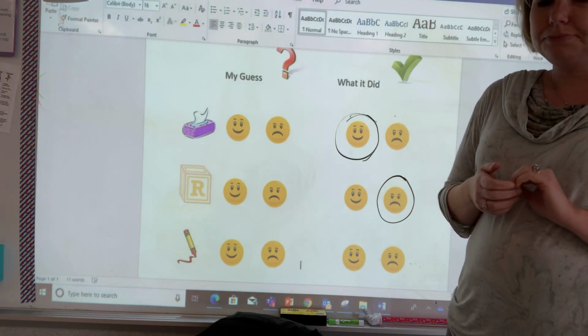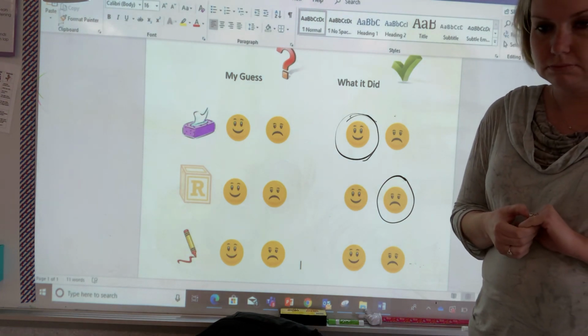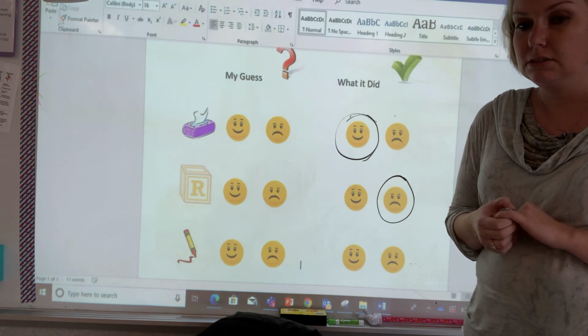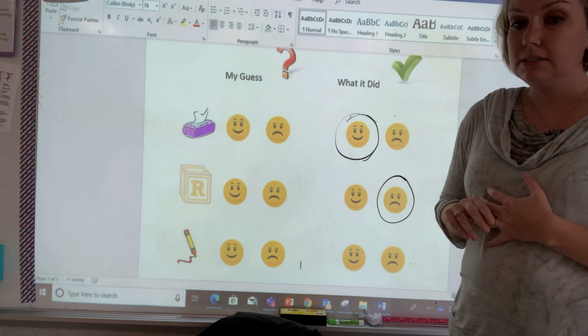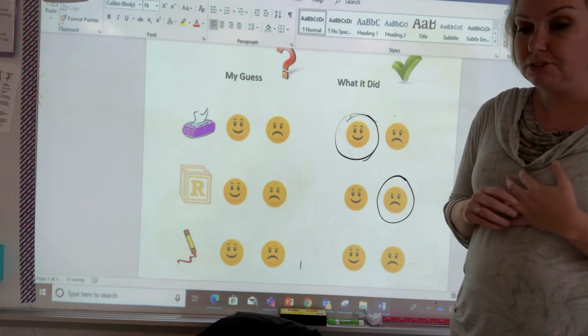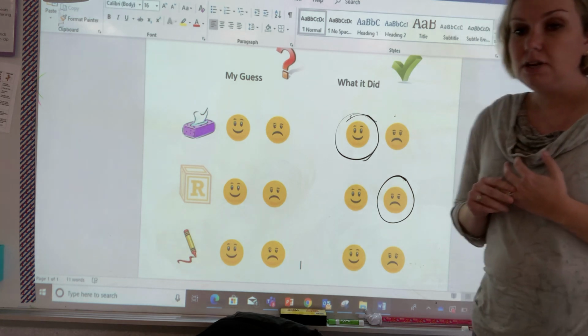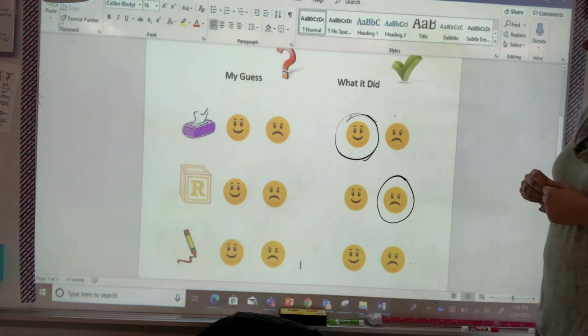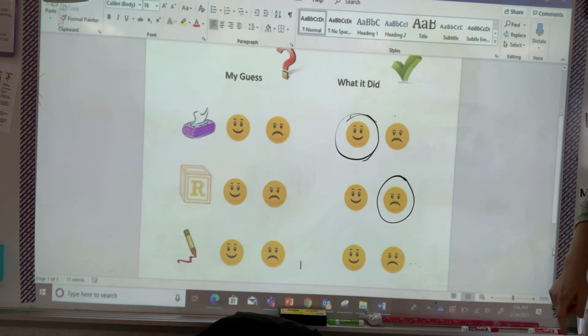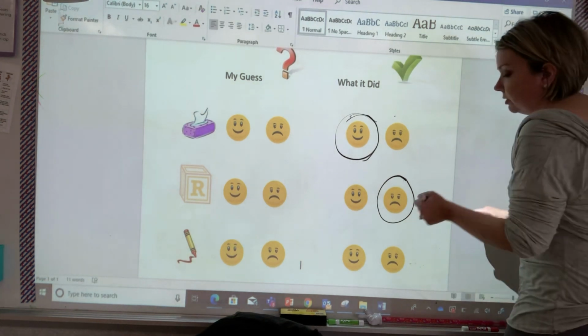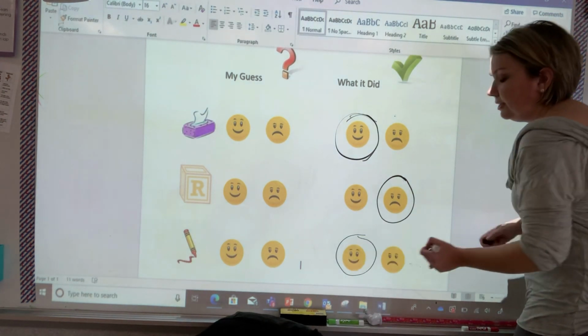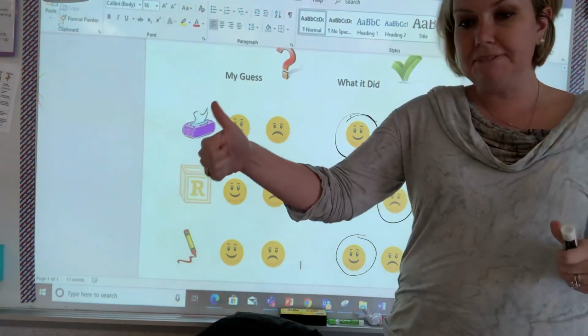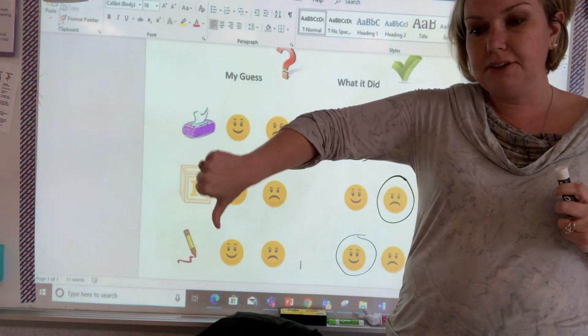Nicole? It did move. Because I used a crayon. And I put it on the table. So it did move? Okay. Nicole said hers did move. So Nicole will circle a smiley face. Show me with your hands. Thumbs up if yours moved. Thumbs down if it didn't.